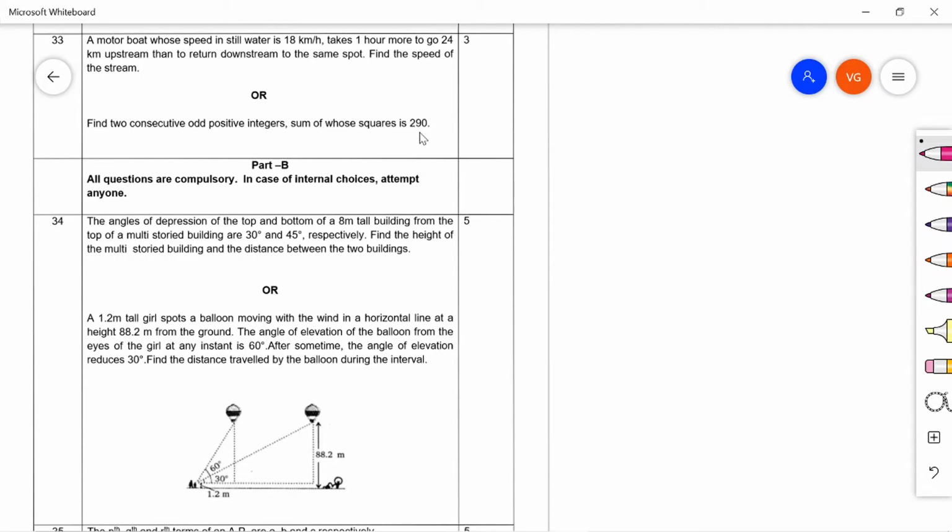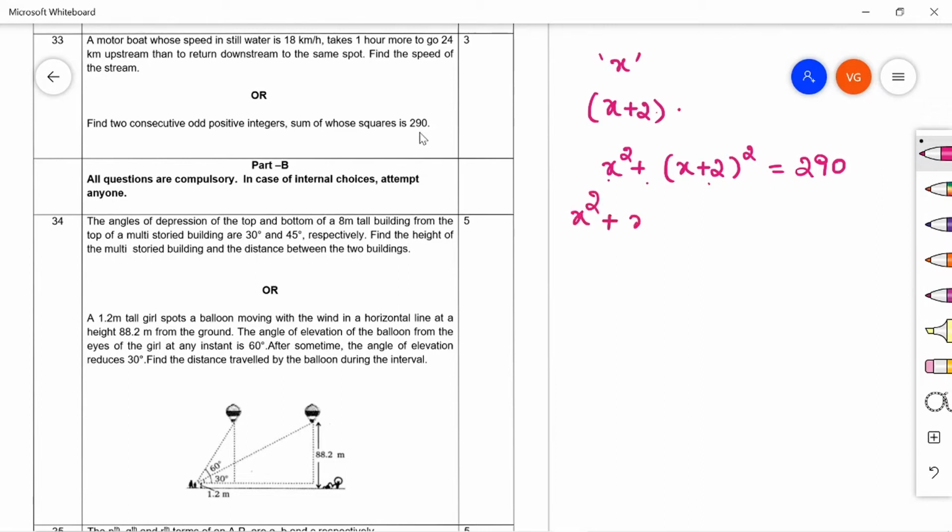Let us take the first odd number to be x. Then the consecutive odd number will be x plus 2, right? You are given that the sum of whose squares is 290. So the sum of the squares of the two consecutive positive odd integers, I am taking x square plus (x plus 2) whole square. You are given 290. Now solve this one to get your quadratic equation. So let us do that.